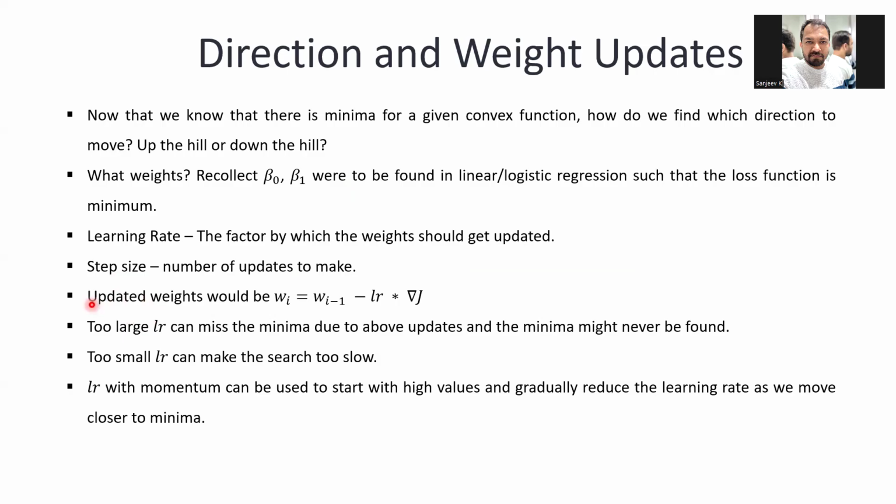And how would I update my weight? Say, for example, my previous weight was w_{i-1}. What I would be doing is simply subtracting the learning rate times the differential of my loss function. The differential of the loss function is denoted by this delta J.